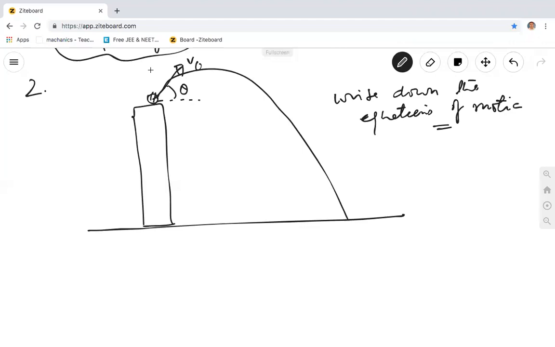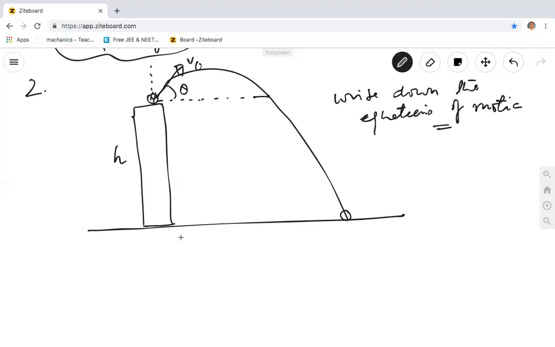The wrong way of doing things will be to find the time from here to here, write one equation from here to here, and then write one more equation from here to here. That's the wrong way. The correct way will be to write a single equation from here to here. After all, it is falling again under gravity.